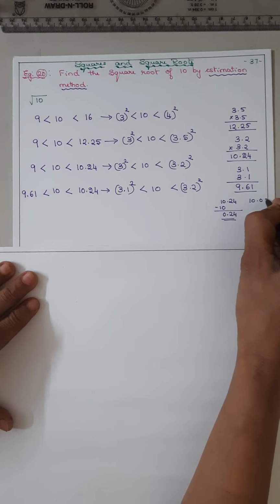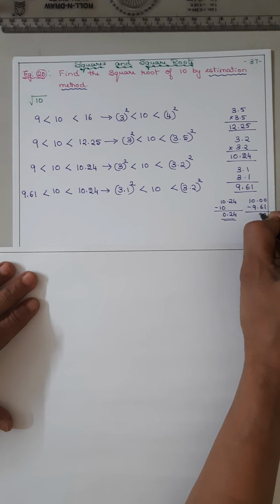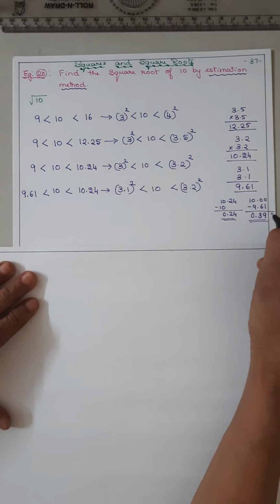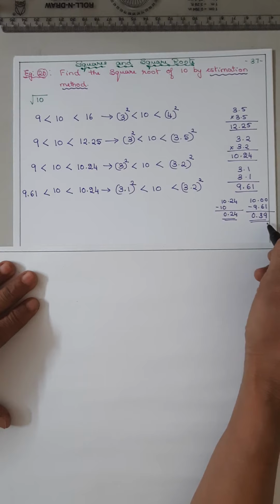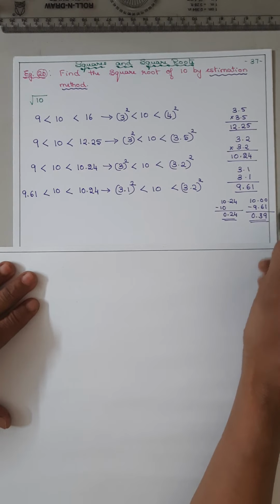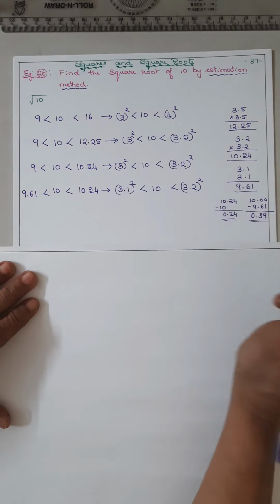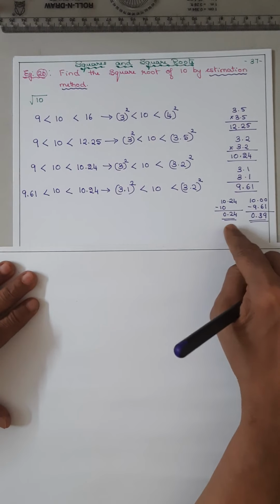Now, 10 and 9.61. When you subtract, you get 10 minus 1, 9. 9 minus 6, 3. And here, 0. Means between 10 and 3.1 you have got only 0.39. And between 10 and 3.2, the difference is how much? 0.24. So, कौन सा नंबर नज़दीक है? 24 है ना, तो कम डिफरेंस है.